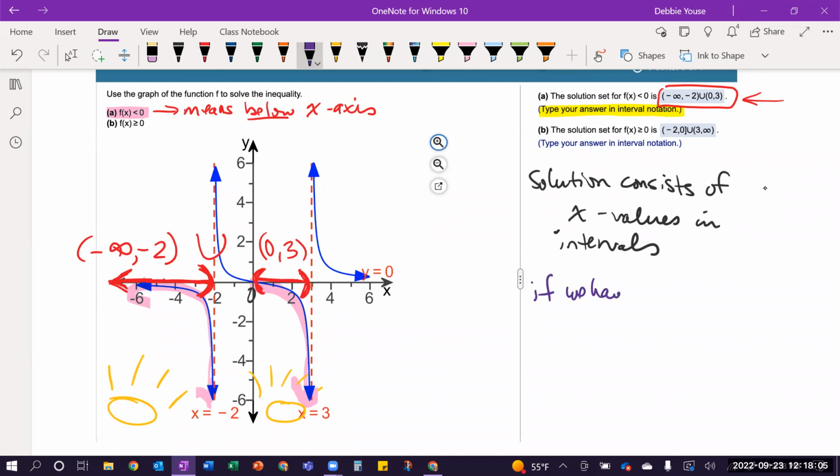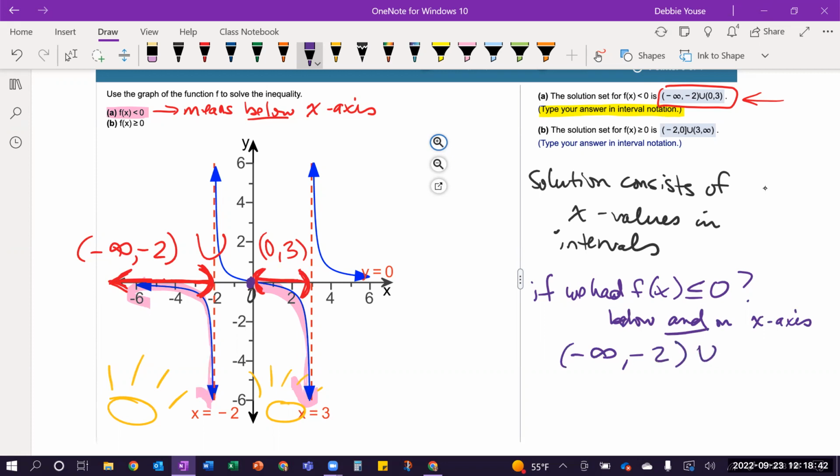Now, hypothetically, if we had f of x less than or equal to 0, how would our answer change? Well, I'm still covering the same portions below, but I'm looking at below and on the x-axis. And the only place where it's on the x-axis would be at that point 0, 0. So I would still have the first open interval from -infinity to -2, union with, but now here's the big change, a bracket at 0 instead of a parenthesis, over to 3. So by just changing the inequality sign, I've got almost the same work. I'm just changing the closures around it, okay?